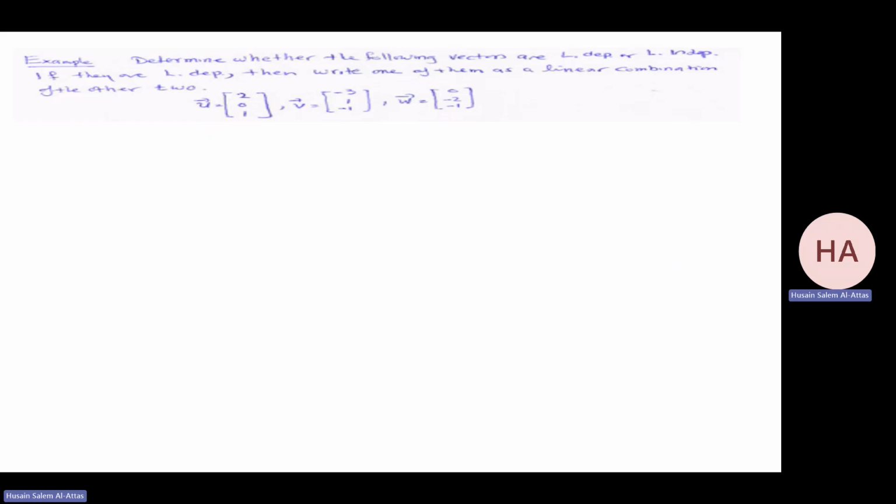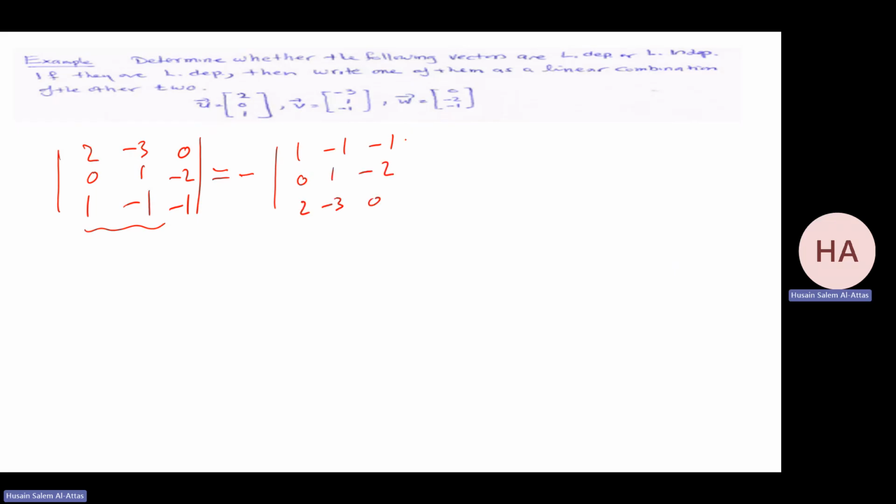Okay, we'll do the same thing. I have the determinant U, V, W. I need to increase the zeros. I think I will take this. I'll interchange the first with the third. That will be minus. Interchange. Okay. 1 minus 1 minus 1. 0. 1 minus 2. 2 minus 3. 0. Now multiply the first one by minus 2 and add it to the third one.